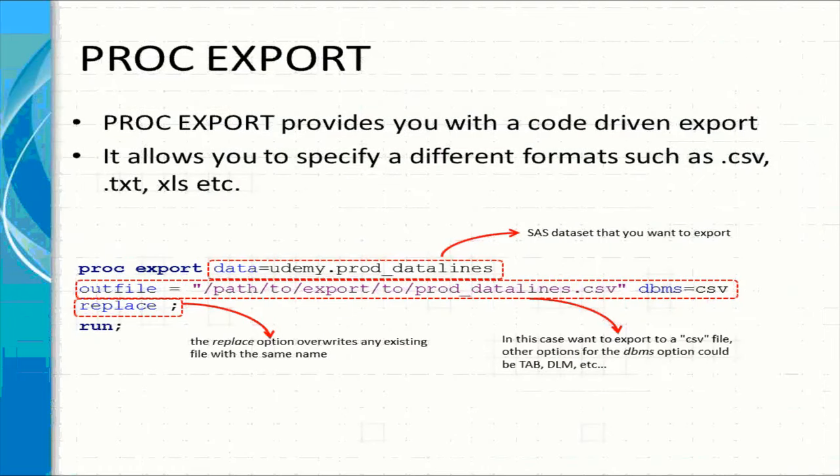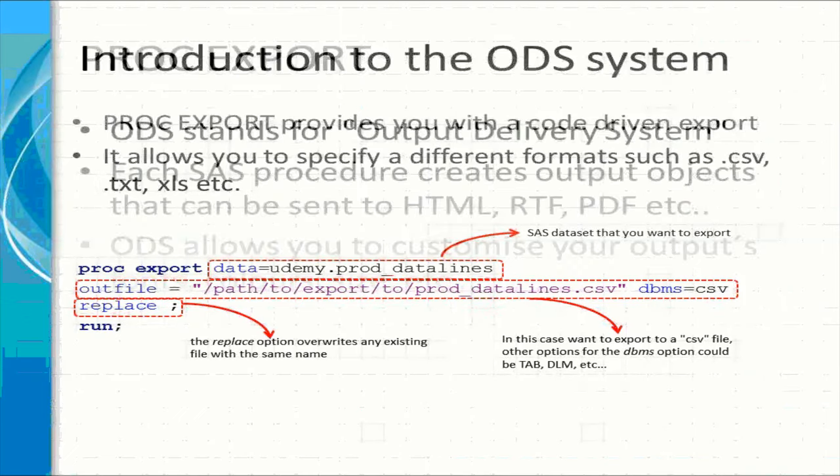Now proc export allows you to push data out of SAS via code. You just use the proc export statement, specifying the library and the data set, then an outfile path to which you want to export that file, and specify the DBMS. In this particular example, it's a CSV file, with the replace option if you wish to use it, and there you go.